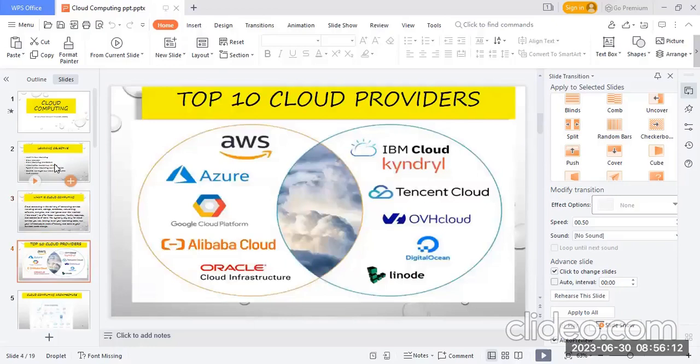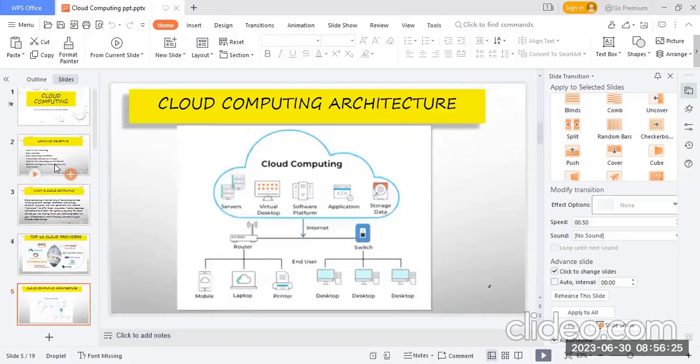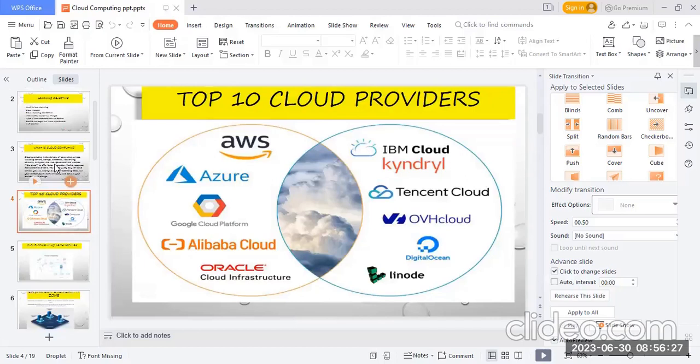So these are the top 10 cloud providers: Amazon Web Services, Azure Cloud, Google Cloud Platform, Alibaba Cloud, Oracle, IBM Cloud, Kindred, Tencent Cloud and OVH Cloud. Mainly out of these 10, AWS, Azure and Google Cloud Platform are the top 3 cloud providers.